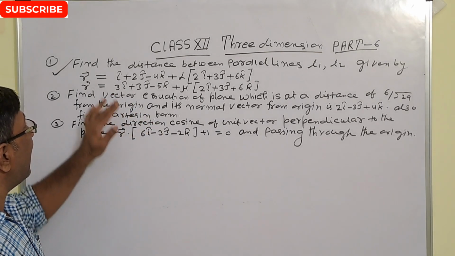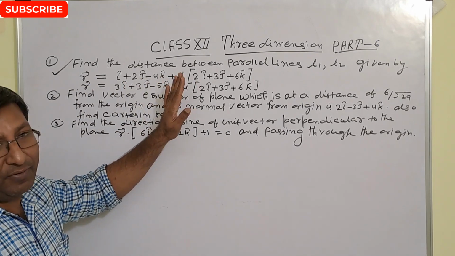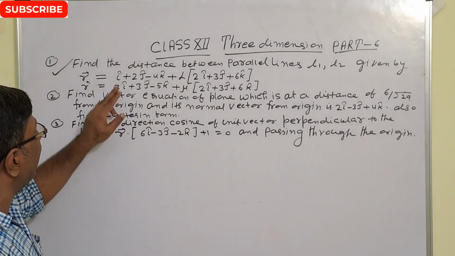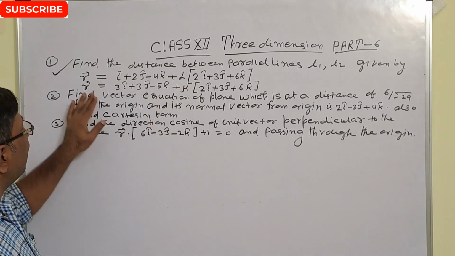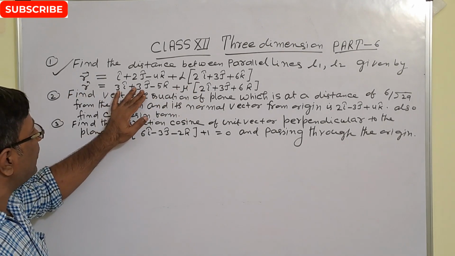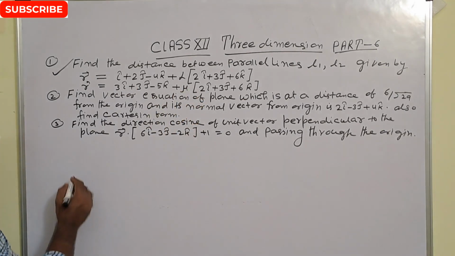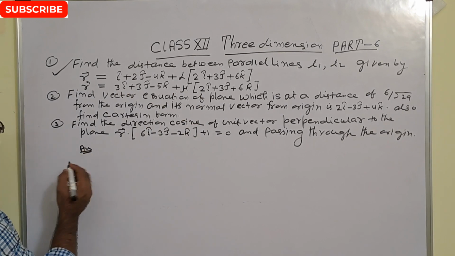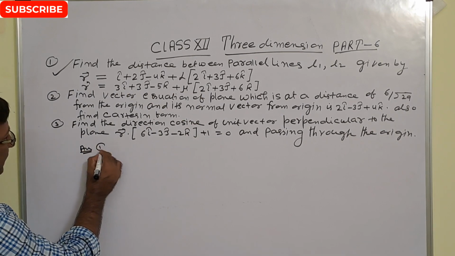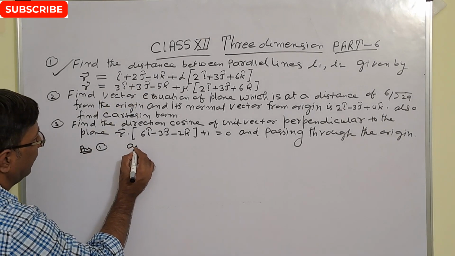parallel lines is what? r vector equal to A plus alpha B vector, right? So here A1 is this and B vector is this. Again, second line, this is the A2 vector and this is the B vector. So first you write this question, okay. So our answer is what? Answer first. So first you write what is your A1 vector.